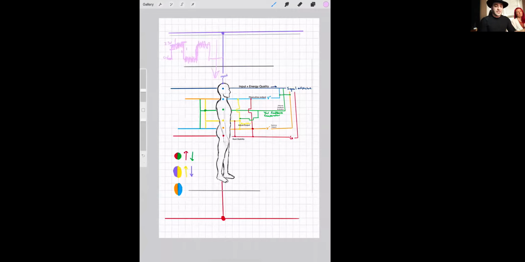And so part of the game we want to play here is how cleanly can we take this input signal and translate it into a result that we want.